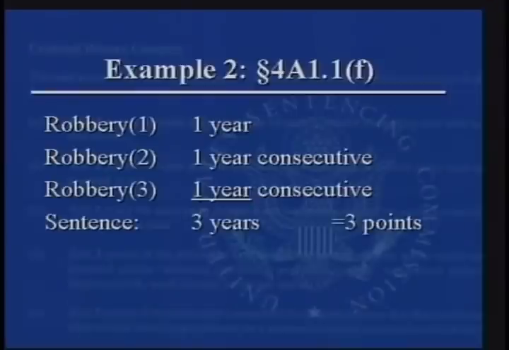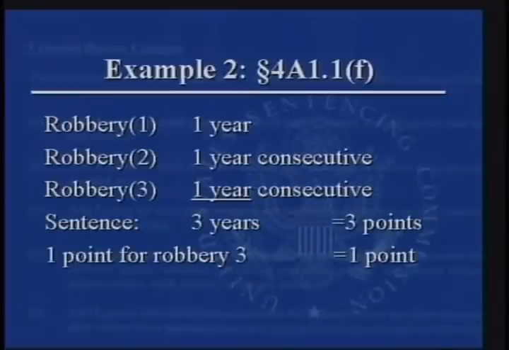Now, the first robbery count does not qualify for 3 points on its own because it's under 13 months. So what you would do is add the two together, the first and the second, to get to the 13-month threshold, assign that 3 points, and then there's still the third robbery count, a sentence that has a 1 year consecutive term, so you'd add an additional point for that. So the total then for this group of sentences would be 4 points.